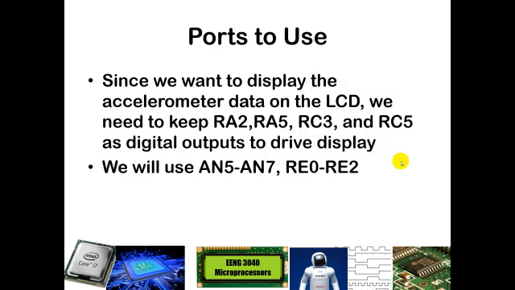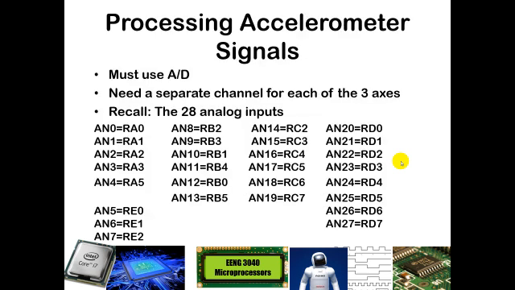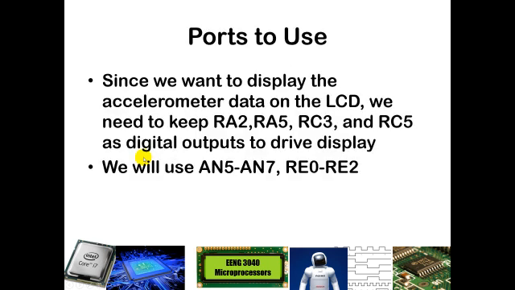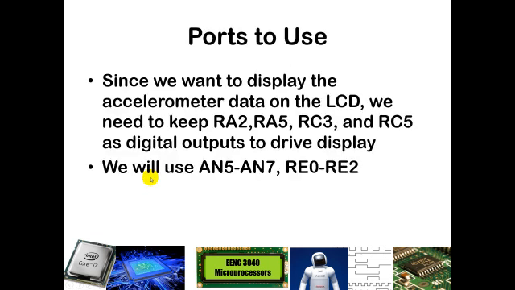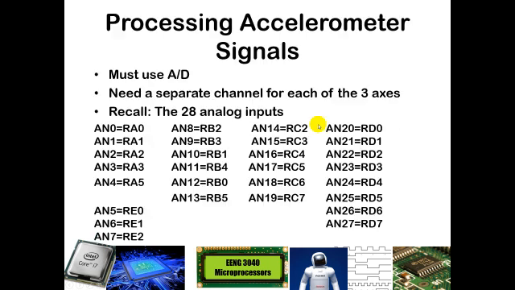Since we want to display the accelerometer data on the LCD, we also want to avoid RA2, RA5, RC3, and RC5. So we do not want to use AN2, which is associated with RA2. We don't want to use AN4 associated with RA5, and we don't want to use AN15 associated with RC3, and we don't want to use AN17 associated with RC5. Those will all be used for LCD writes.